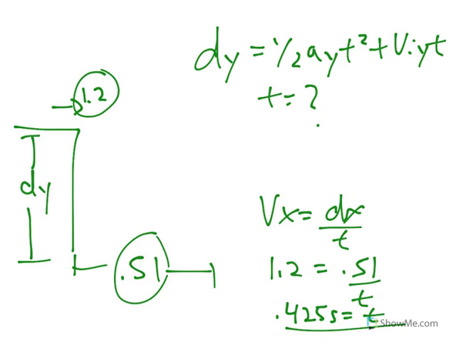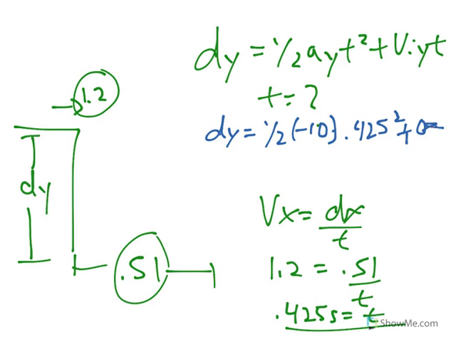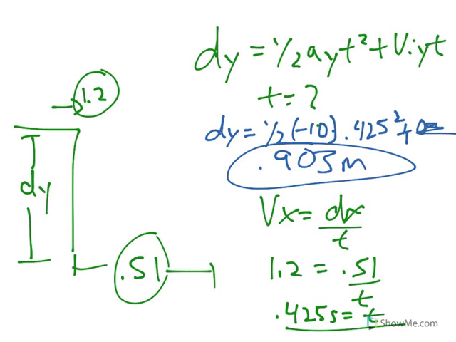So then I'm going to come back up here and plug that in, and I'm going to get dy is equal to 1/2 times -10 times 0.425 squared plus 0 times 0.425, but that's going to go away, so I'm not going to even write it. So you should end up getting 0.903 meters for your answer, and that would be your distance in the y.